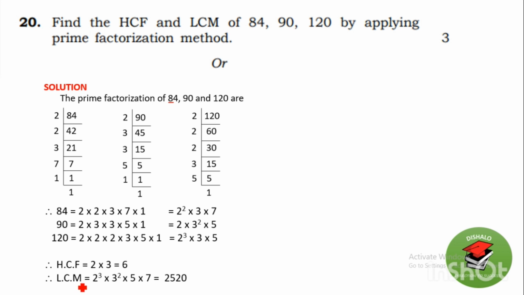And what is LCM? Least common multiple. So 2 to the power 3, 3 square, and the remaining 5 and 7. So when you multiply it, you get 2520. So this is a very easy sum.